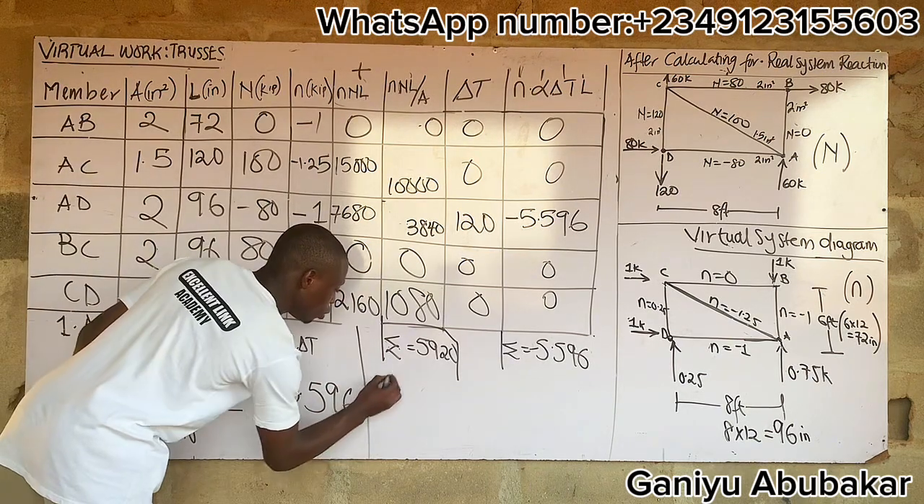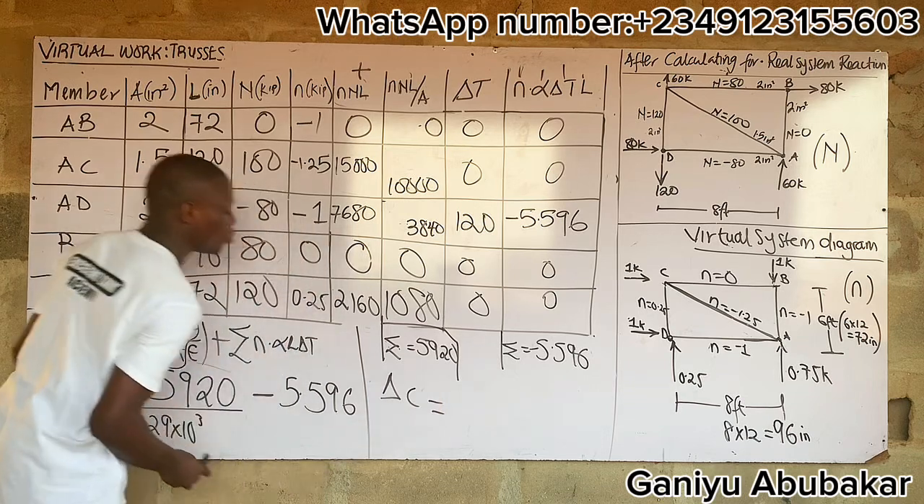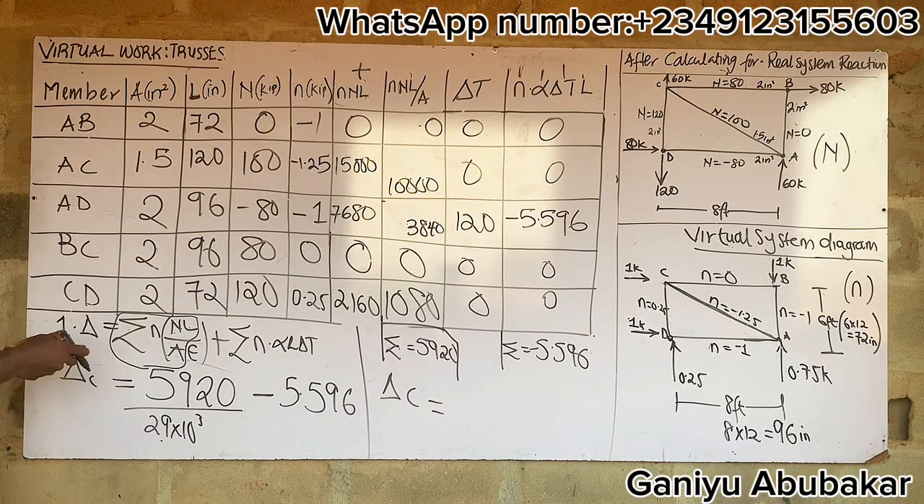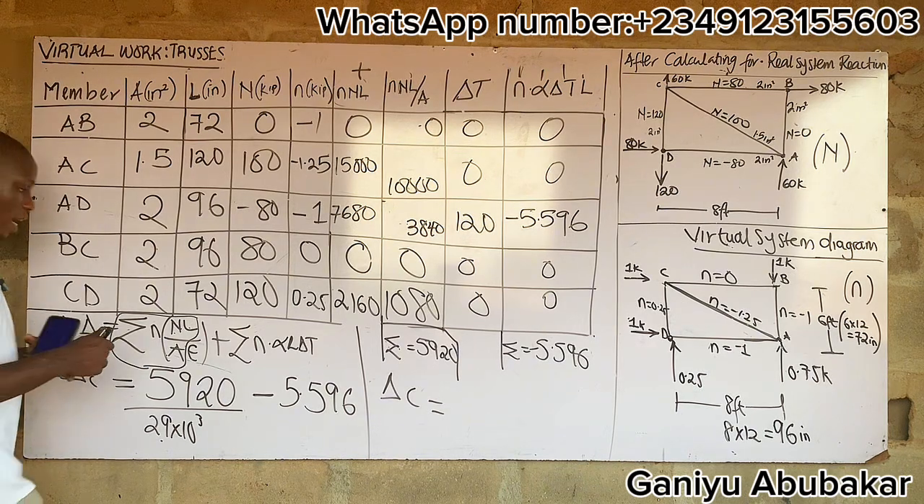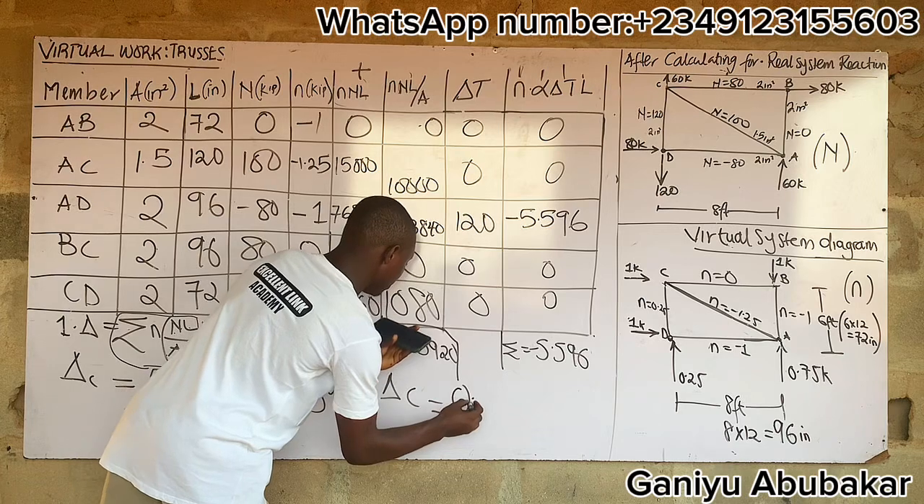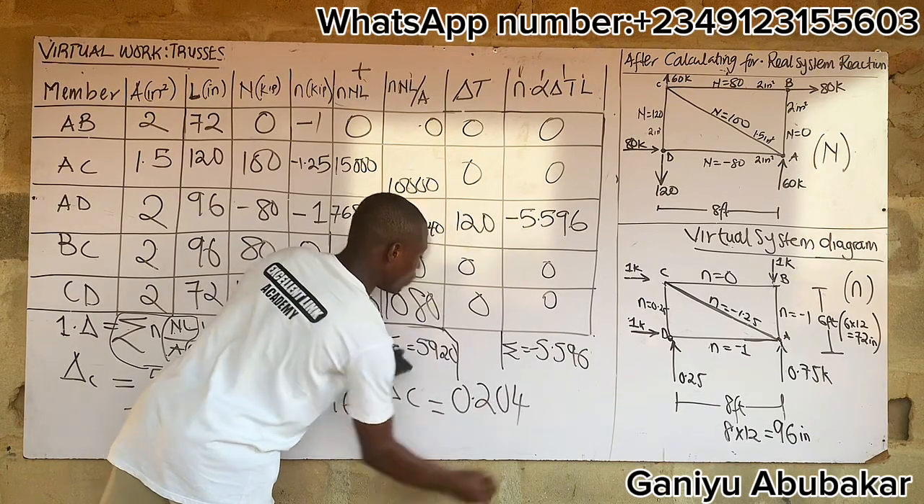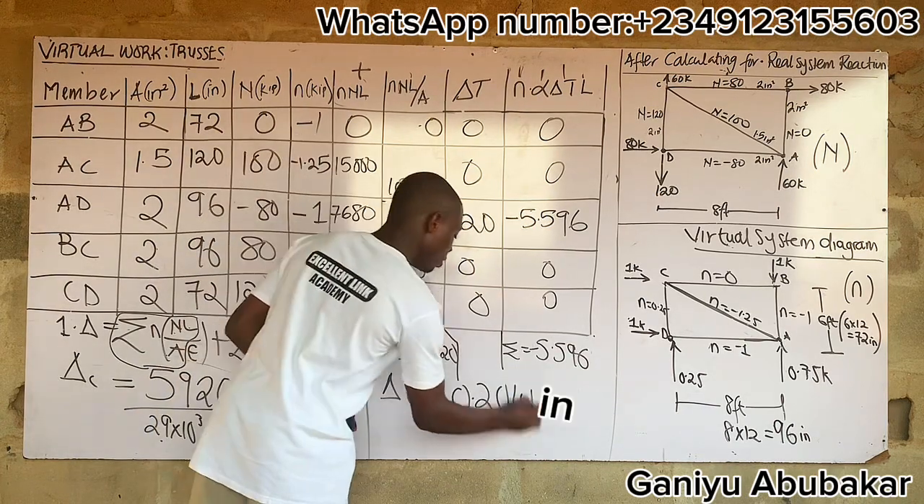So divide these two. I'll have that the change in C is equal to, divide these two here, 5920 divided by 29 times 10 to the power 3. I have 0.2041, right?